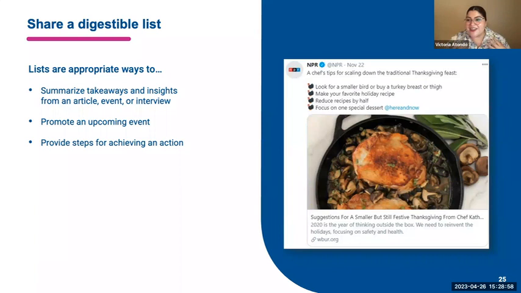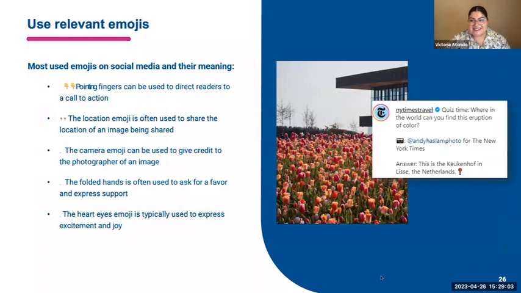All right, next one. And now using relevant emojis. So we mentioned the turkeys and how you wanna make sure that you're using the right context when you're picking your emojis. But one of the things that a lot of people forget is that emojis, of course, they are a form of communication, right? But a lot of them signify action. So if you have a swipe left to learn more, you can always use an emoji pointing to the direction. If you have a find the link in bio, you can always use an emoji pointing down to draw attention to it.